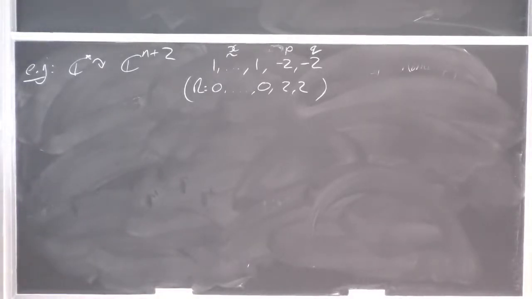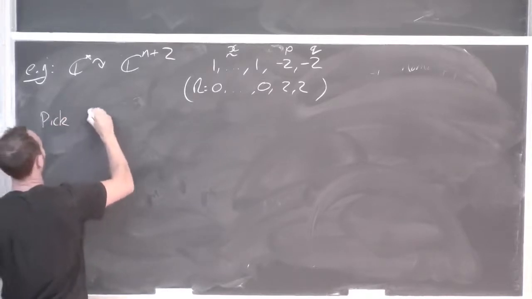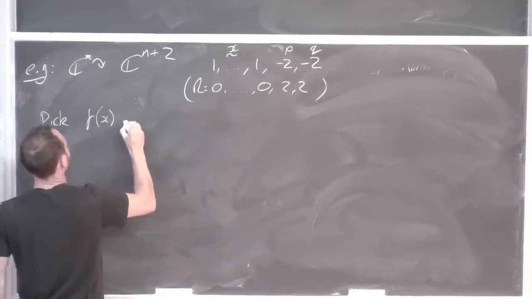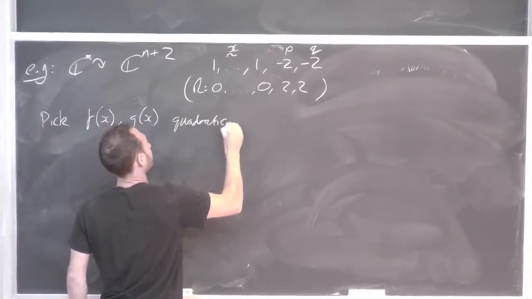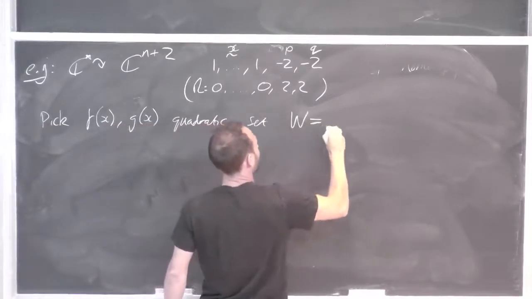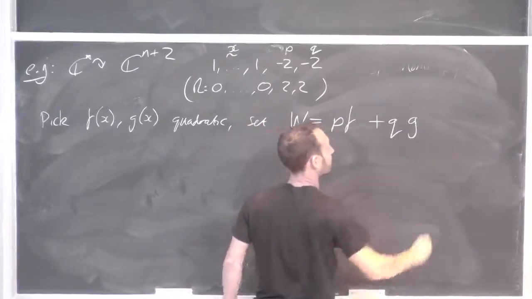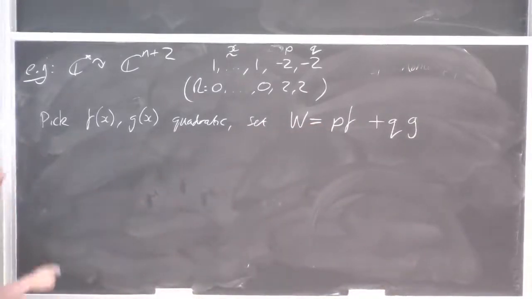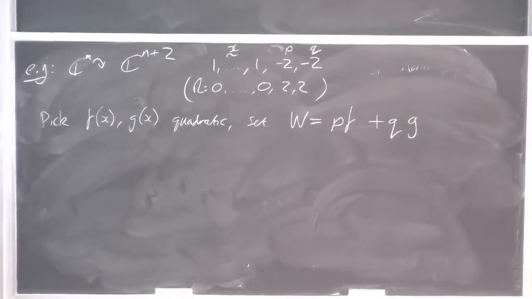Okay, so that set up my equivariant thing. Now I need to pick a superpotential. So here's how I do my superpotential. I pick two quadratic forms in the x variables, f and g. And to get w, you consider p times f plus q times g. Hopefully it looks familiar from Nick's discussion of canary periodicity. That's our equivariant situation. Now let's go to the quotients.